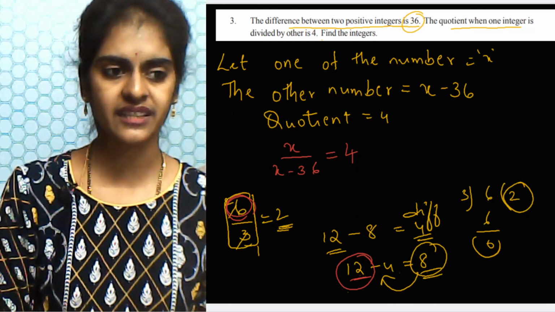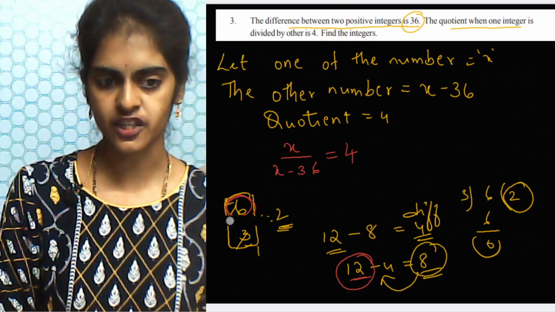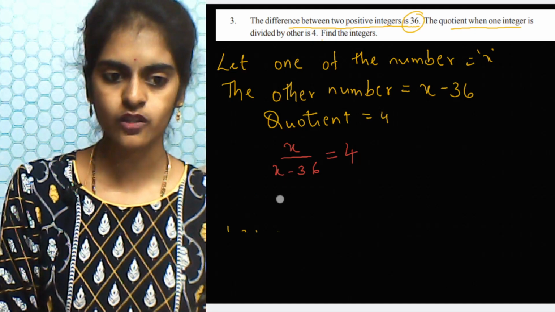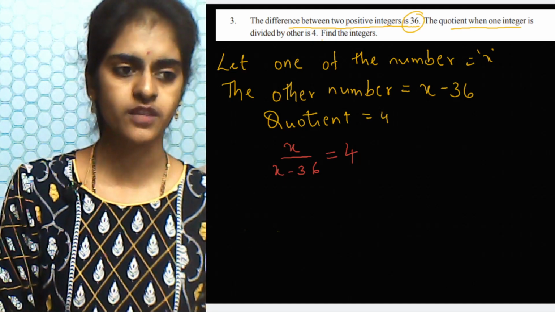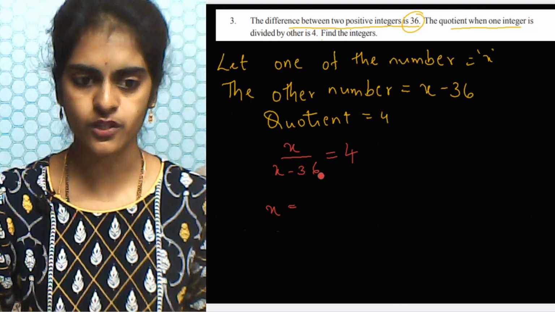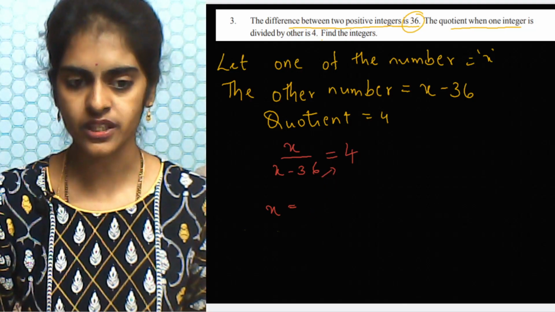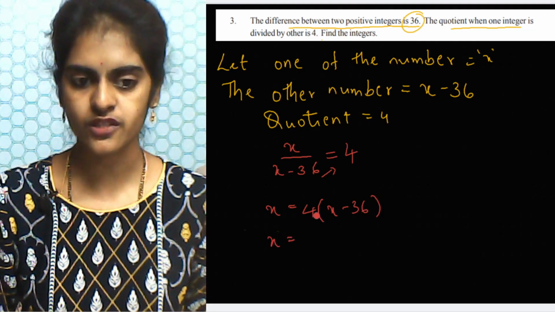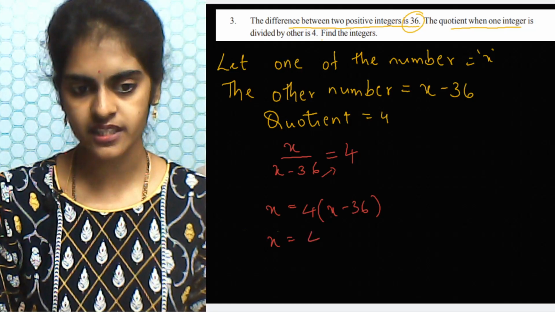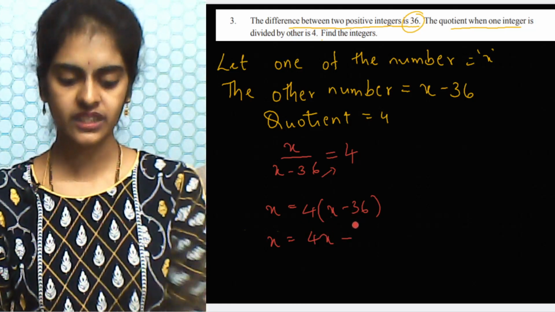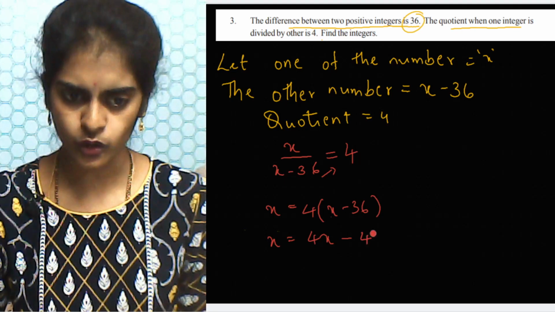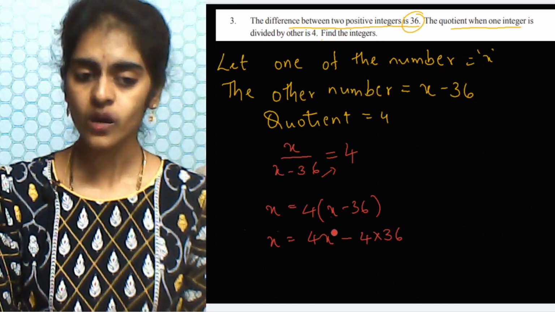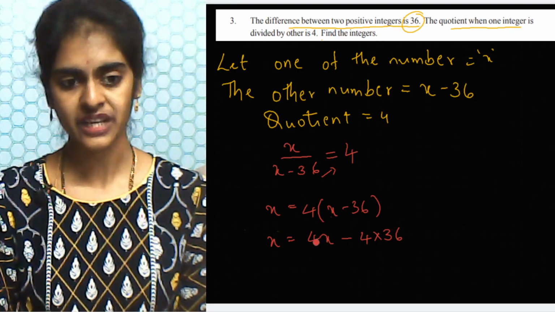Once you write this step, the next steps are simple cross multiplication. This type of equation we have solved, isn't it? So cross multiplying, x is equal to 4 multiplied by x minus 36. Just distribute this: 4 into x is 4x, and minus 4 into 36. Don't calculate it yet, let us write it this way, 4 into 36.